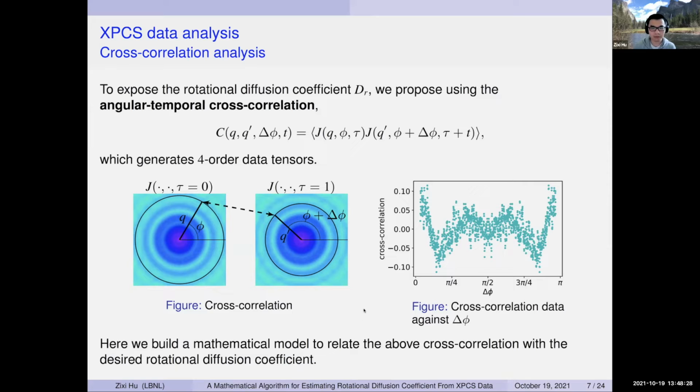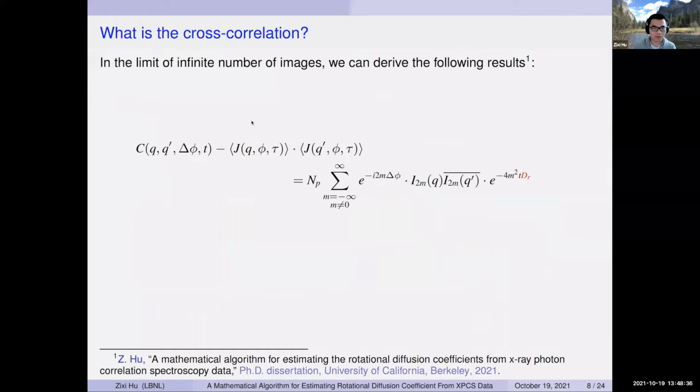So here we build a mathematical model to interpret the cross-correlation by relating it to the rotational diffusion coefficient Dr. So how is the cross-correlation related to Dr? Under some mild assumptions, in the limit of an infinite number of images, we can derive the following result: the cross-correlation here minus this term equals the infinite summation on the right-hand side.